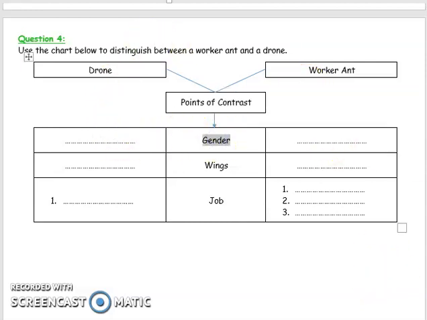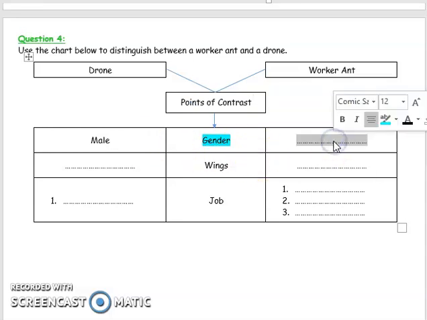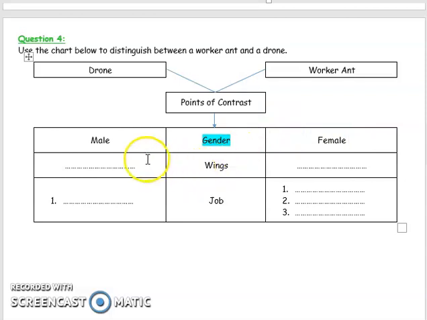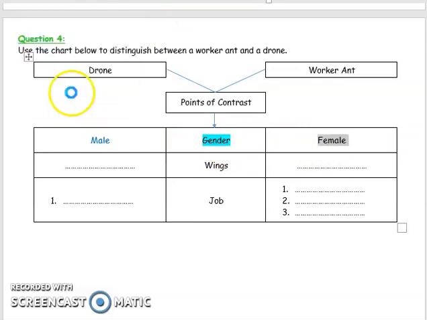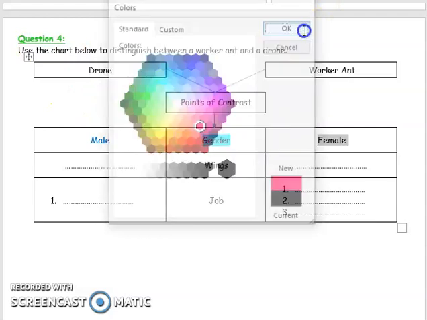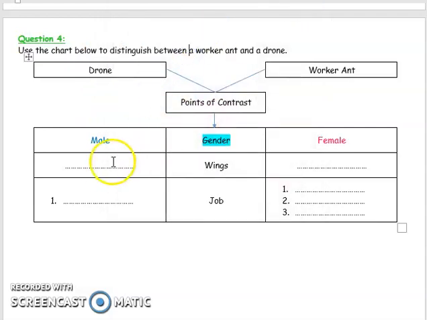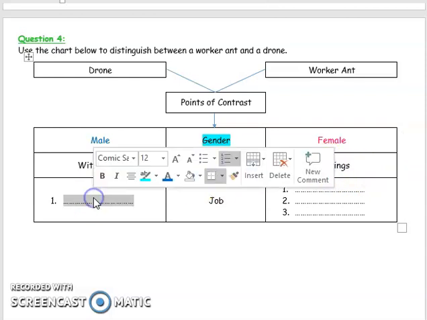The gender. Let's talk about the gender. Are drones males or females? A drone is a male ant, while the worker ant is a female ant. Okay, so this is a male, this is a female, do they have wings? Yes or no? The drone, yes, has wings, while the worker ant has 2 wings. What's the job of the drone?